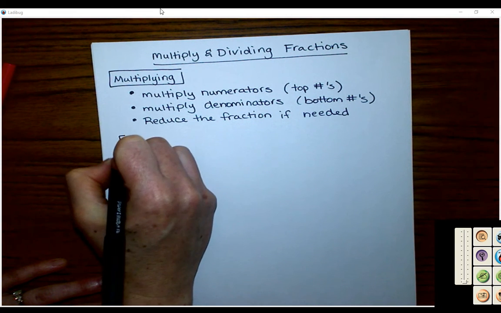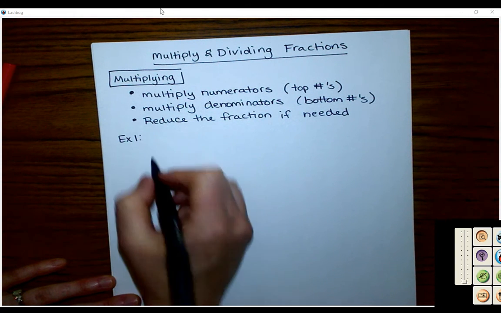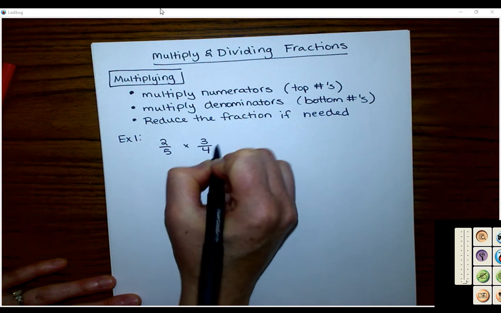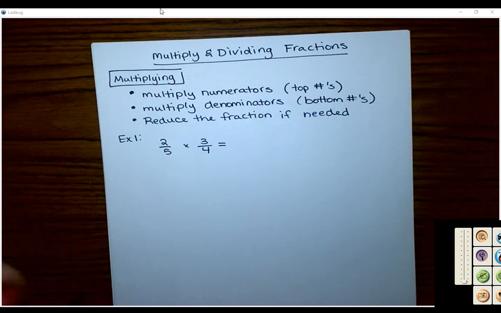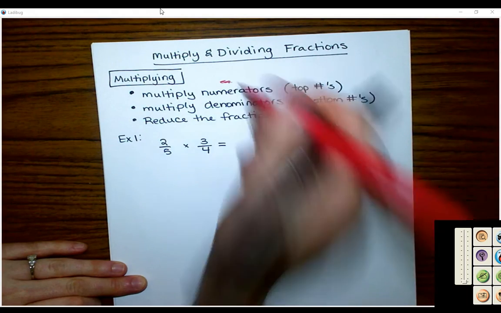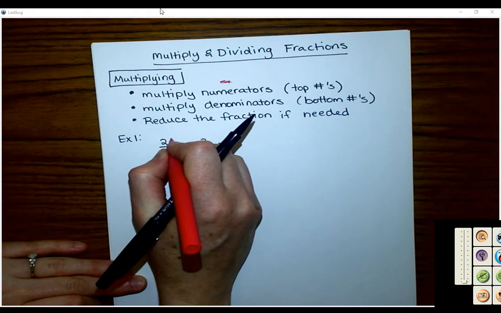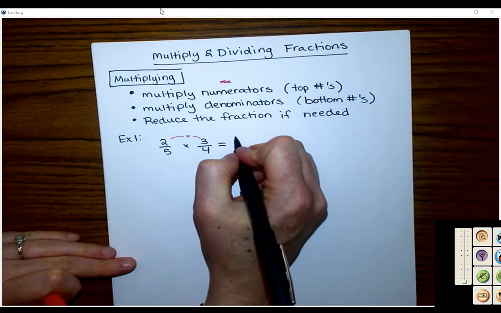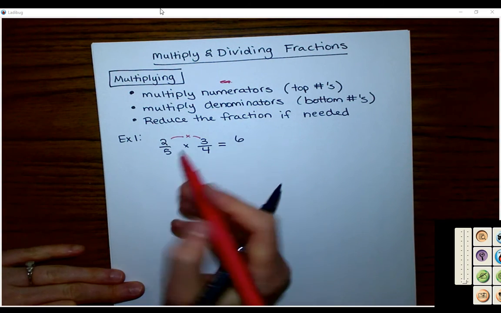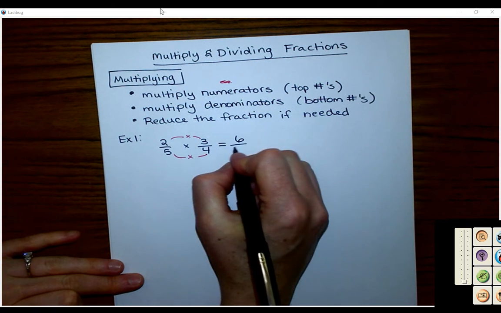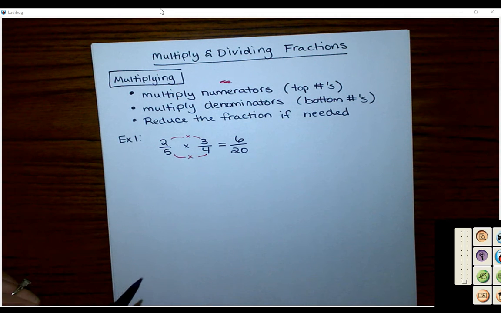Okay, so let's look at our first example. Say I have 2/5 times 3/4. It says multiply the numerators. So we're going to do 2 times 3, and that gives us 6. Then it says multiply the denominators. So 5 times 4 is 20. And then it says reduce if needed.